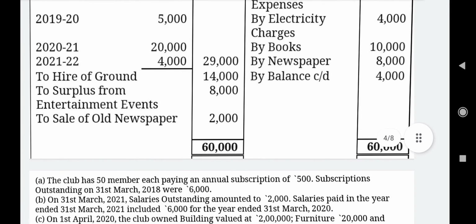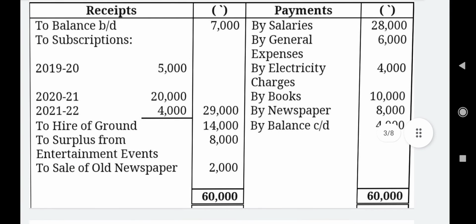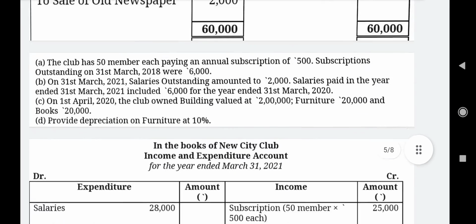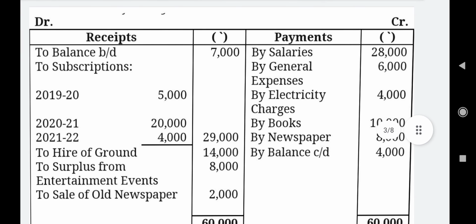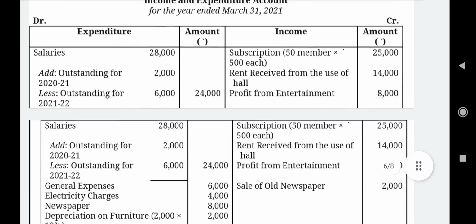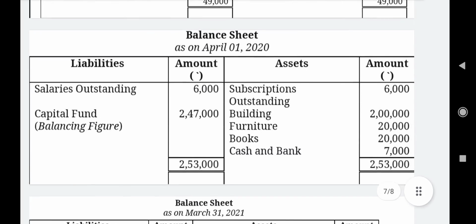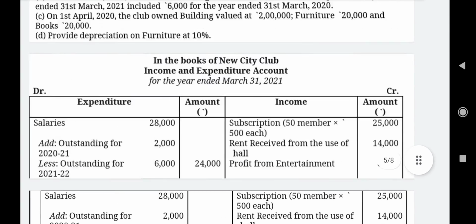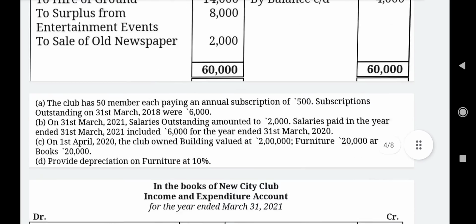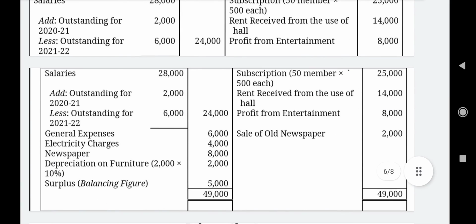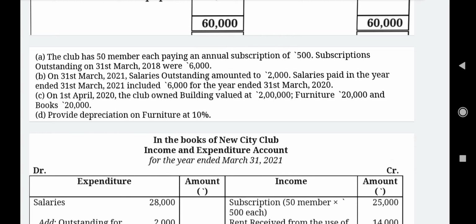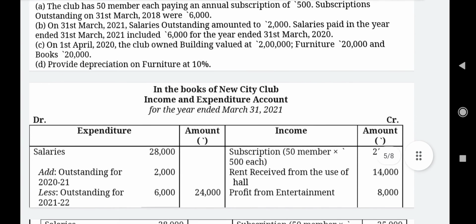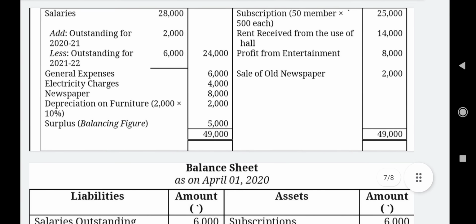Now your next is the general expenses. No adjustment, so you record 6,000 only. Then the electricity charges, no adjustment, so simply go with the amount, 4,000 rupees. Then you have newspaper, that is 8,000, you record 8,000. Now you have the furniture, then depreciation 20,000 into 10 by 100, that is 2,000.